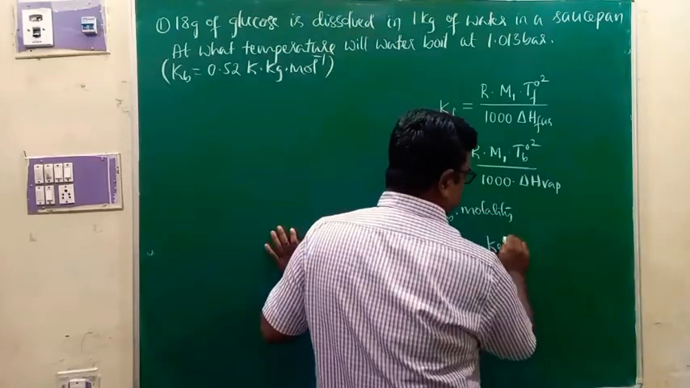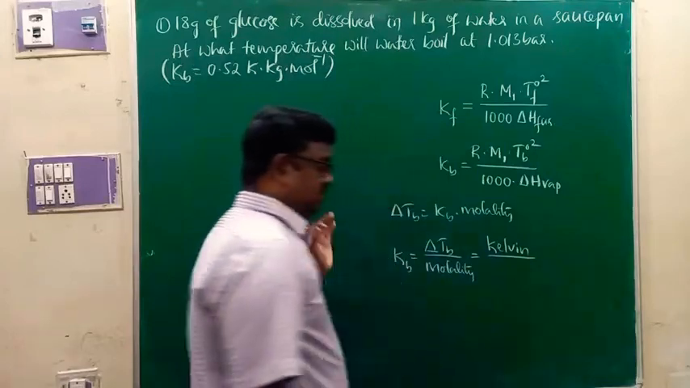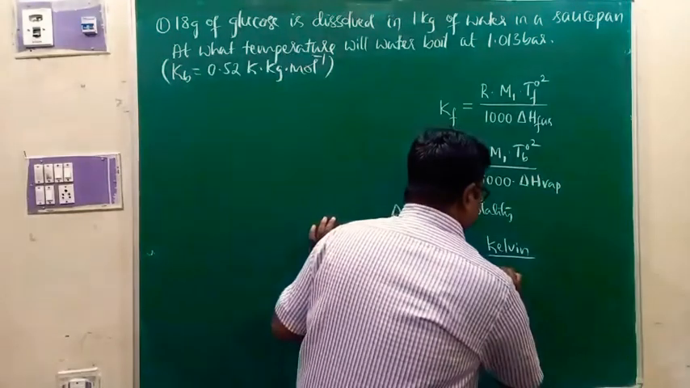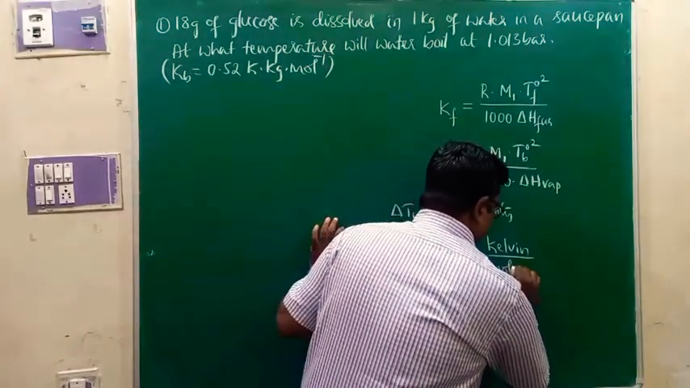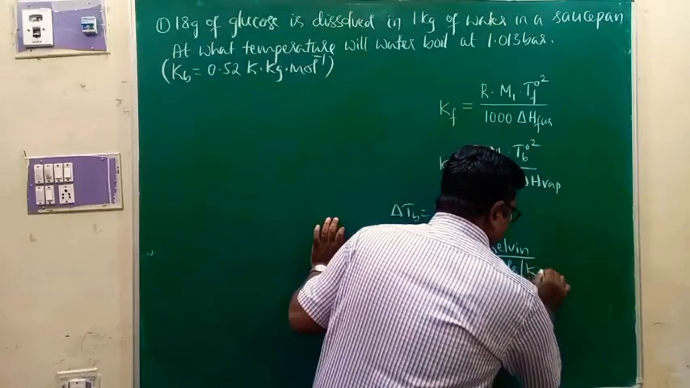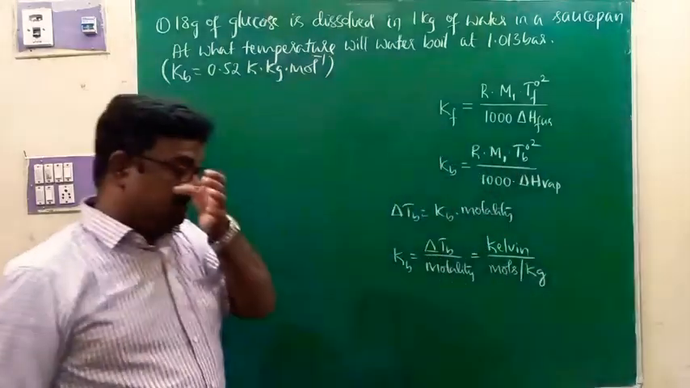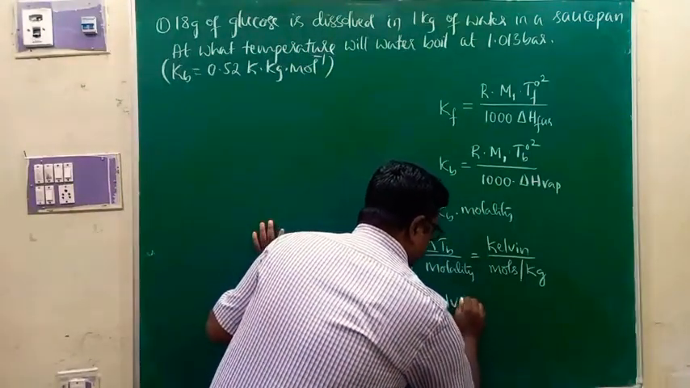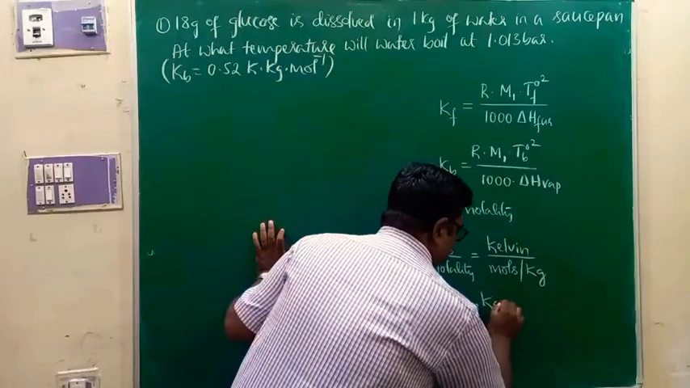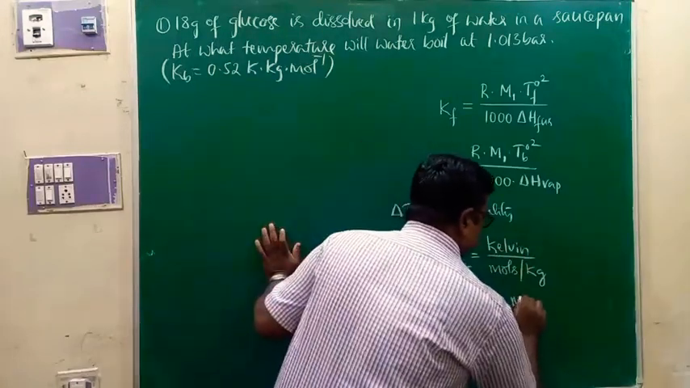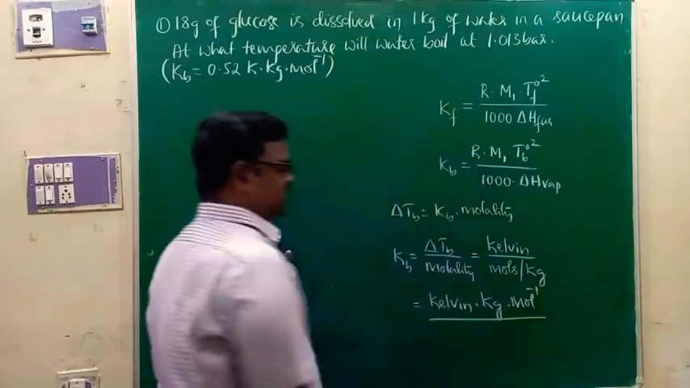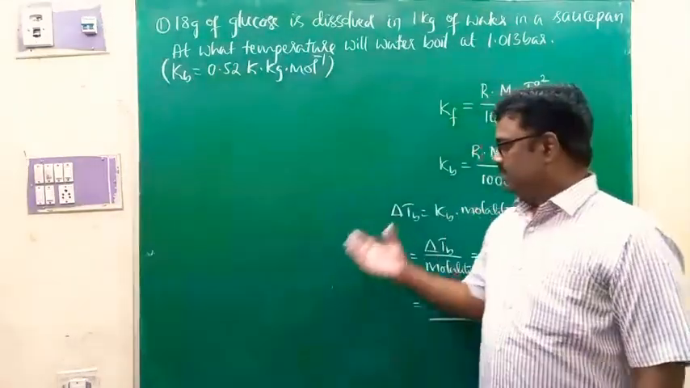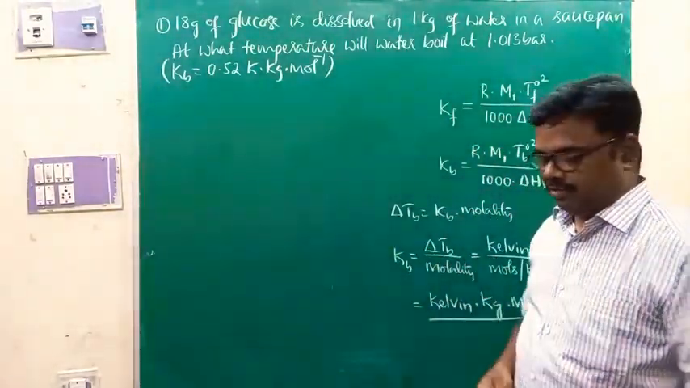What is the unit of temperature there? Kelvin. Delta Tb has the unit Kelvin. What is the unit of molality? Number of moles per kg of solvent. Rewriting it, it is Kelvin divided by moles per kg, so kg goes to the numerator and mole stays in the denominator. This is Kelvin kg per mole, the unit of Kb or Kf. In the same way we can decide the unit of Kf: Kelvin kg per mole.